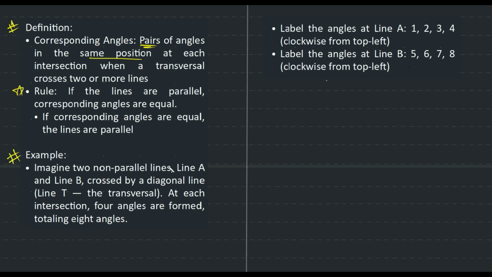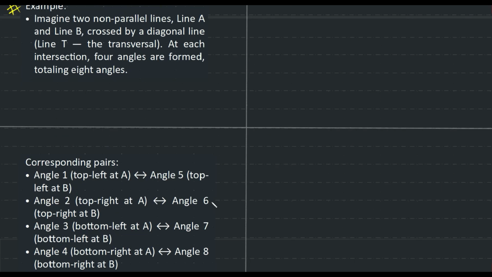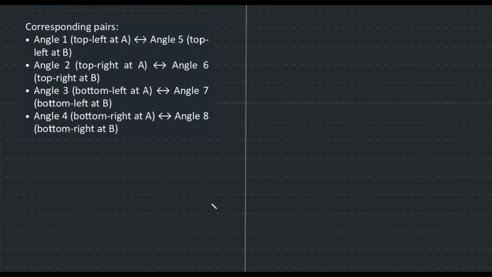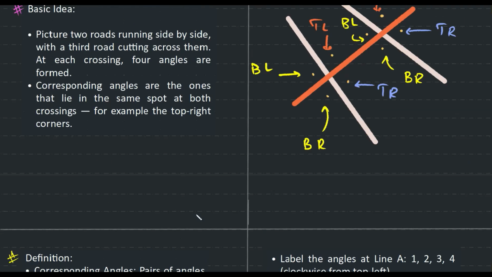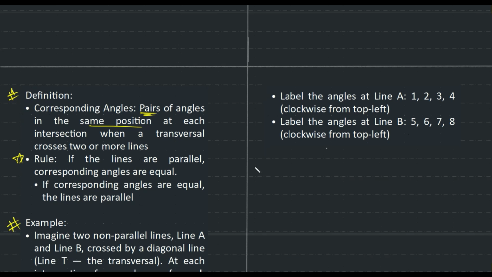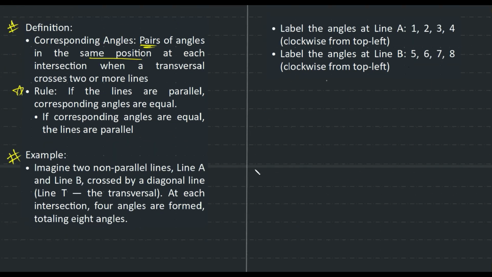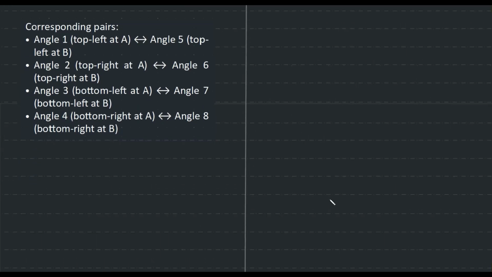So imagine two non-parallel lines, line A and line B, crossed by a diagonal line. At each intersection, four angles are formed, totaling 8 angles. So we label this, and we have the corresponding angle over here. Anyways, this I've already done. Instead of labeling it, I've done it over here in this manner, so it's left to you guys to do that. Draw two lines and label them in this manner. And all of these are your corresponding angles.